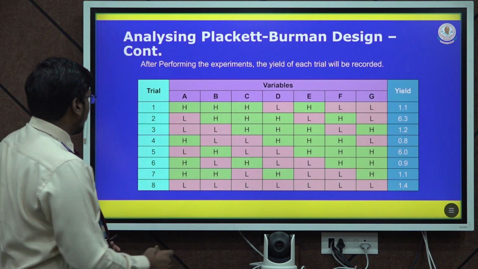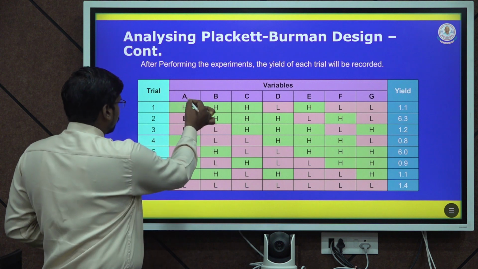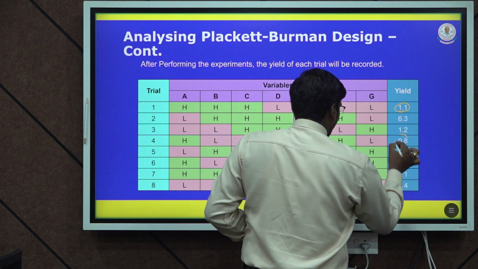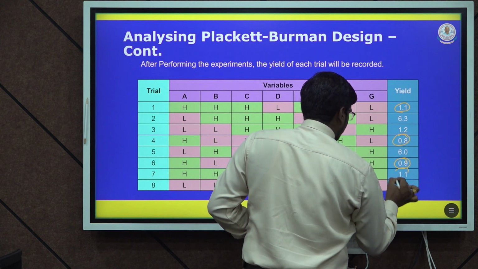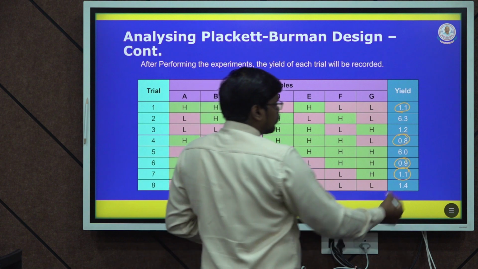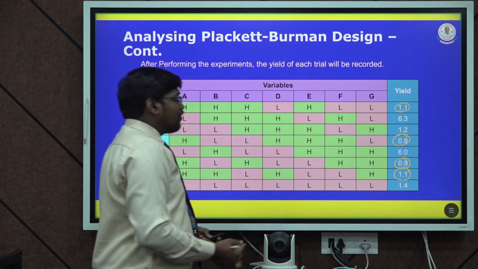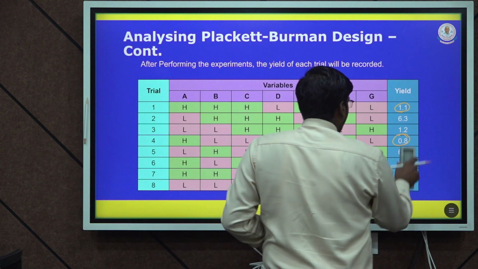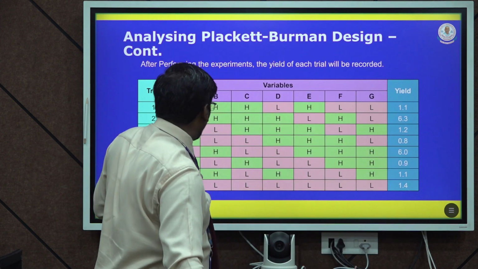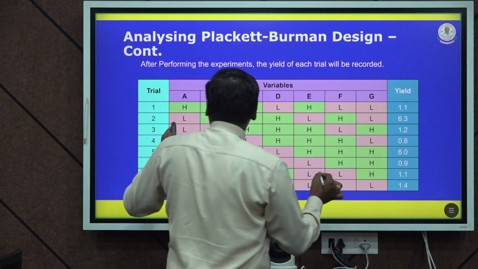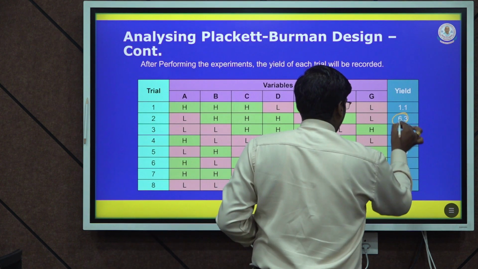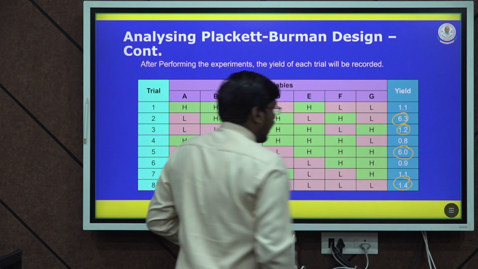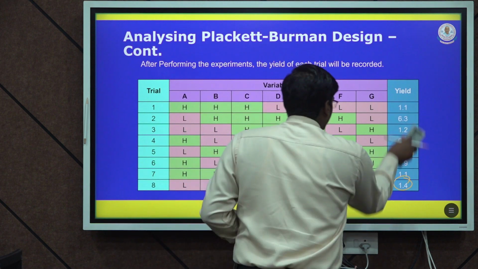Here in this experiment I have 4 high-level values for factor A. When considering factor A, the high trials are the first, fourth, sixth and seventh trials. If I add these, I get a value of 3.9. Similarly, I take the experiments in which A is at low level: the second, third, fifth and eighth trials, with yields 6.3, 1.2 and so on. By adding these I get the value of 14.9.